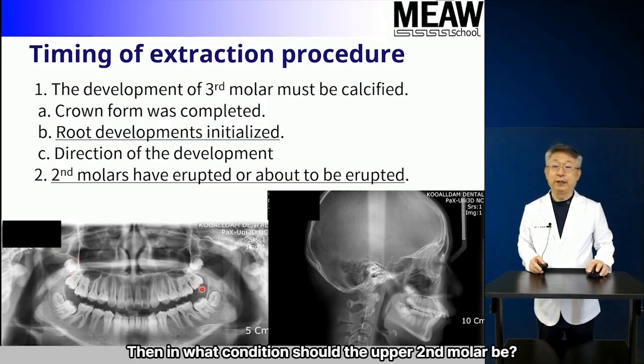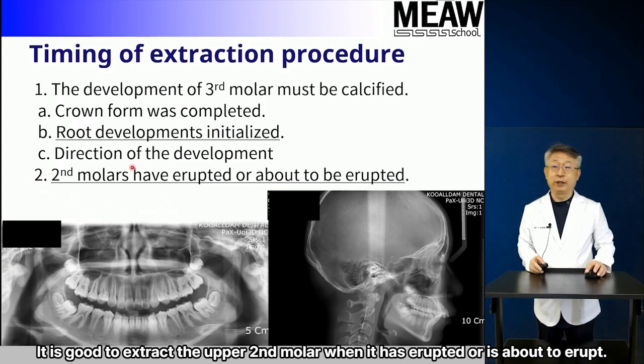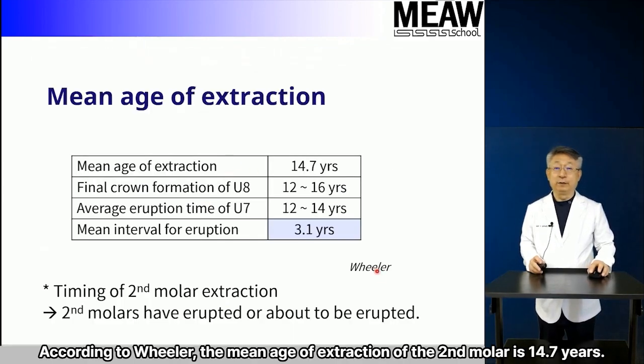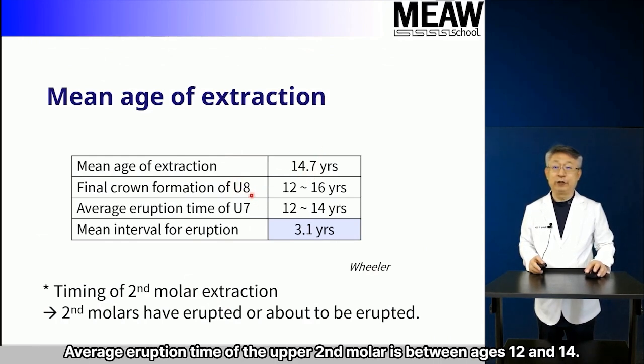Then in what condition should the upper second molar be? It is good to extract the upper second molar when it has erupted or is about to erupt. That is, the optimal timing of the upper second molar extraction is when it has erupted and the root development of upper third molar is initiated. According to Wheeler, the mean age of extraction of the second molar is 14.7 years. Average eruption time of the upper second molar is between ages 12 and 14.